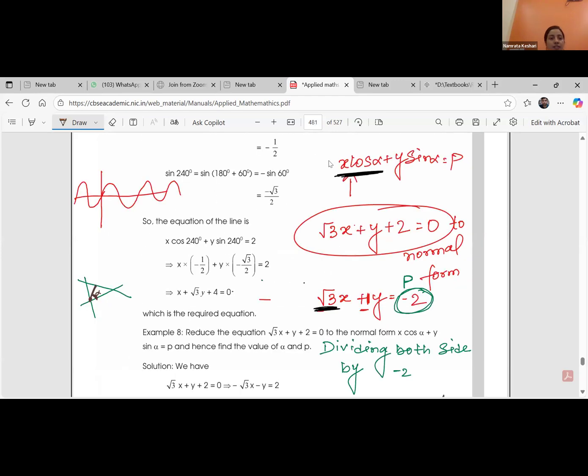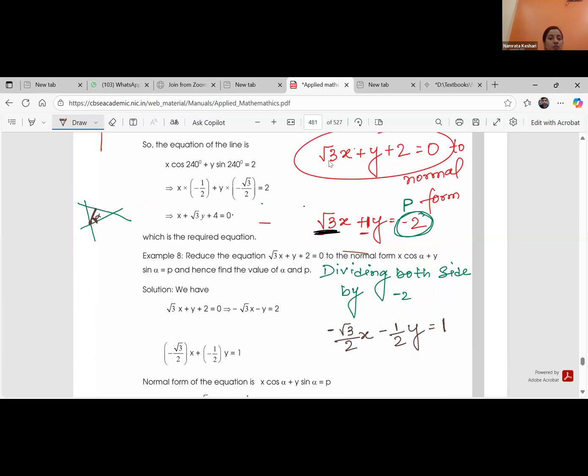See, we are doing example 8. Neha, we are doing example 8. Reduce the given equation root 3x plus y plus 2 is equal to 0 to normal form. Here the normal form is given, but you have to keep in mind what the normal form is. So x cos alpha plus y sin alpha is equal to P. That means you need to find alpha and P. Then you will be able to represent the given equation in the normal form.